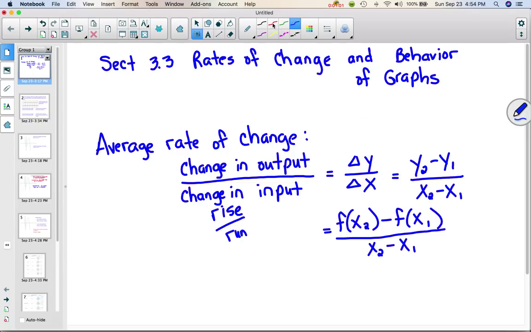So regardless of what you think of any of these terminologies, we're talking about the slope. So you're familiar with that, average rate of change, also as the slope, and all these different formulas that we can use to describe the rate of change.